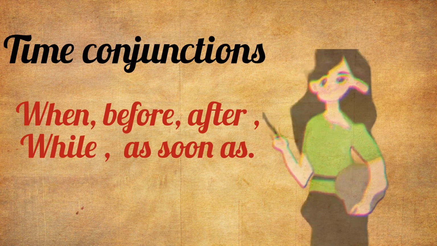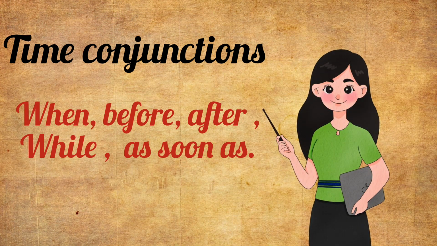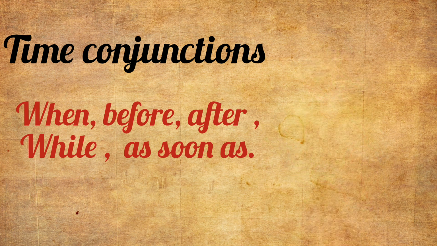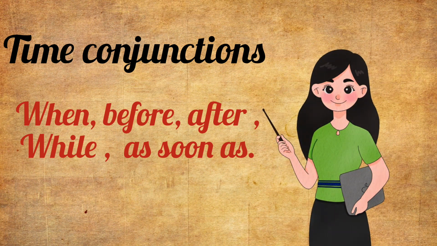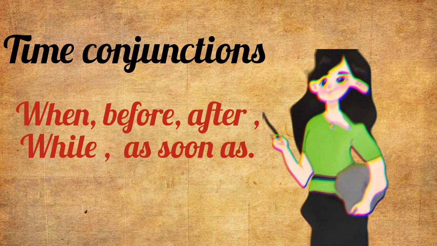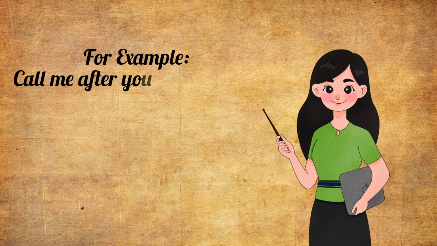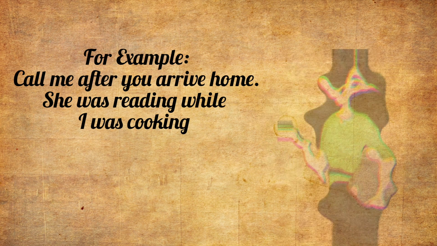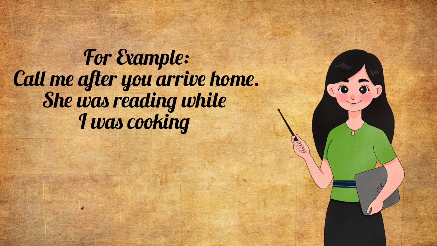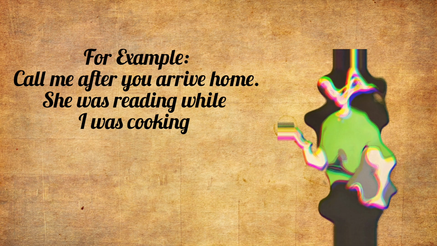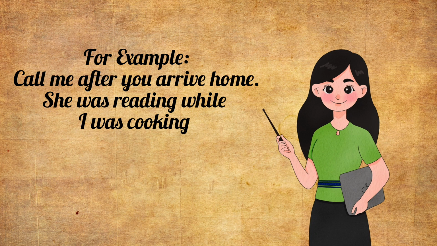Time conjunctions indicate when something happens. For example, when, before, after, while, until, as soon as. For example, call me after you arrive home. Second example is she was reading while I was cooking.